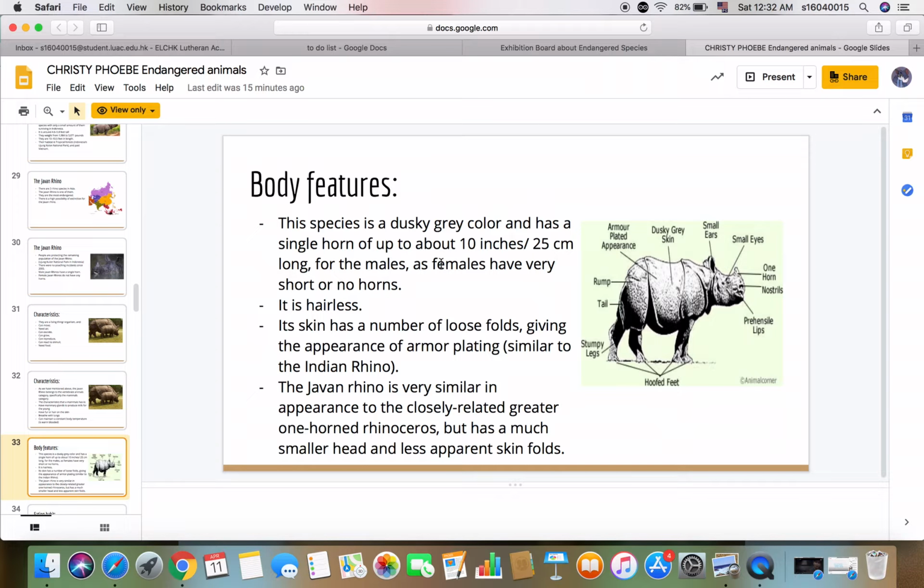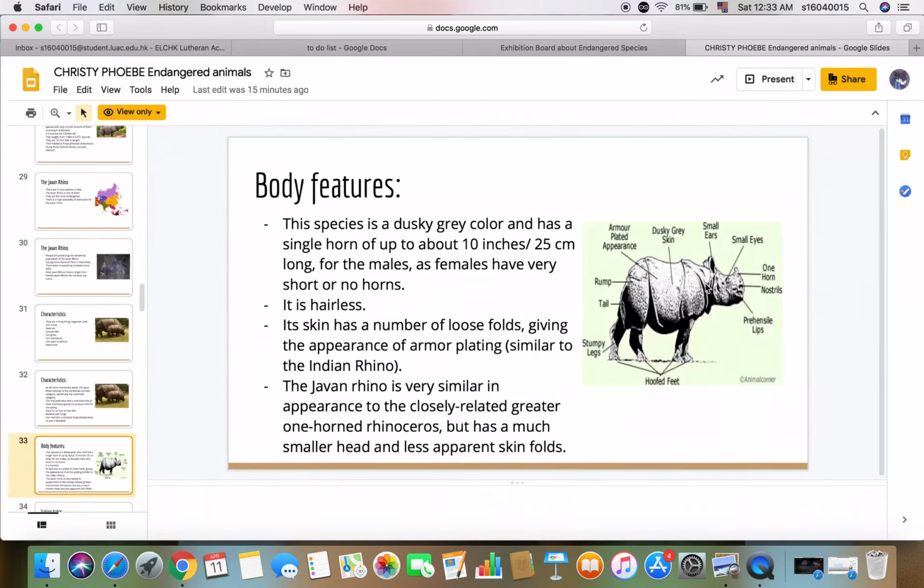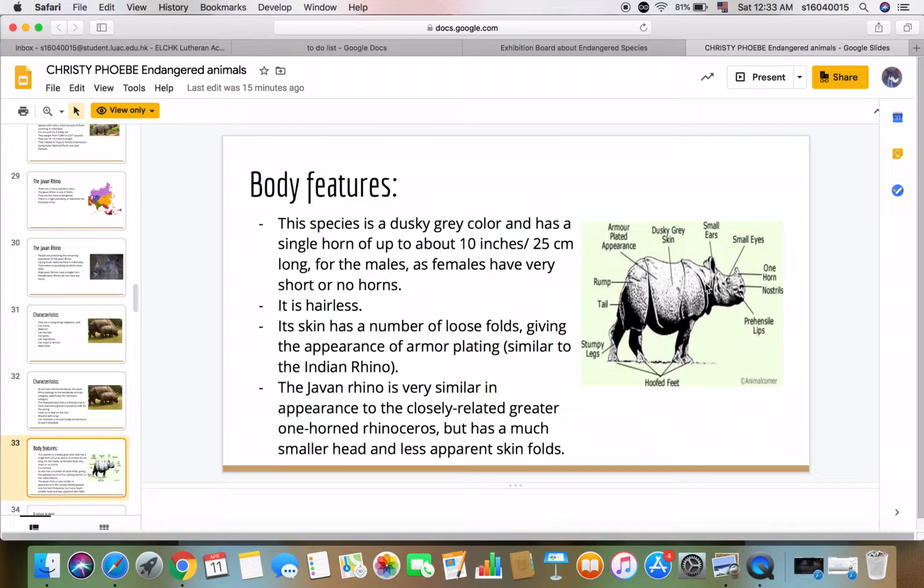So this species has a dusky gray color and has a single horn of up to 10 inches or 25 cm long for males, as females have short or no horns, and they do not have any hair on there. And its skin has a number of loose folds, as you can see here. And that gives the appearance of armor plating, which is similar to the Indian rhino. The Javan rhino is very similar in appearance to the closely related greater one-horned rhinoceros, but has a much smaller head and less apparent skin folds.